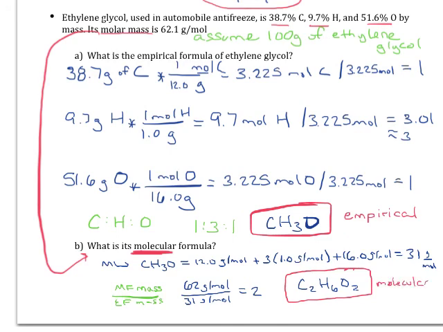And again, the only way to get a molecular formula is to know the molar mass. The empirical formula is what you get first. You always solve for the empirical formula first, and you can move on to the molecular only if they give you a molar mass to work from.